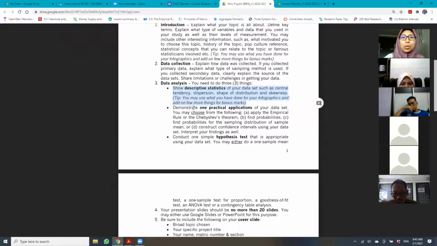And these two are new. You also need to do one application. Apa benda application you pilih? Choose. Jangan buat semua. Orang kata pilih satu, buat dua, tiga, lepas tu complain. Banyak kerja. So, I just said only one. Apa benda application, apa yang you all dah belajar. You all dah belajar ni kan? Empirical rule, belajar, remember? Tengok balik lah dekat video lecture tu kan ada.